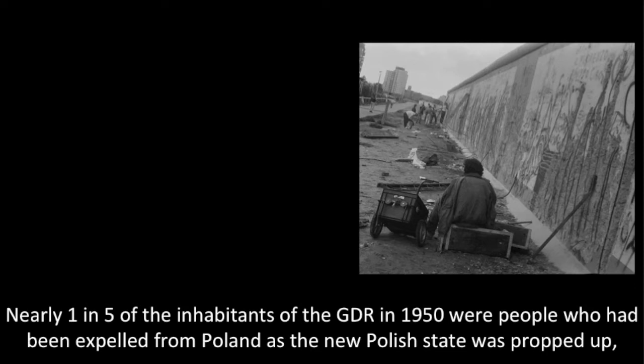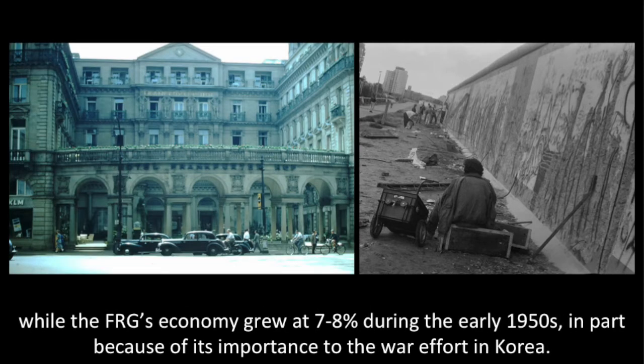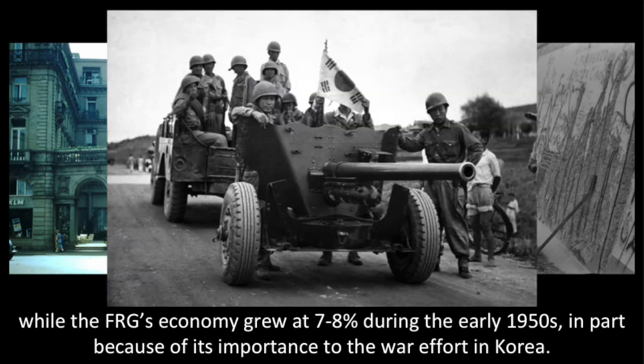Nearly 1 in 5 of the inhabitants of the GDR in 1950 were people who had been expelled from Poland as the new Polish state was propped up, while the FRG's economy grew at 7 to 8% during the early 1950s, in part because of its importance to the war effort in Korea.